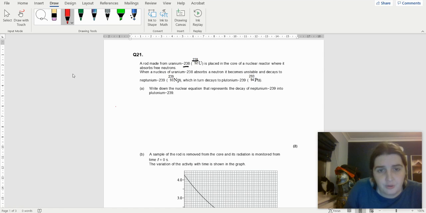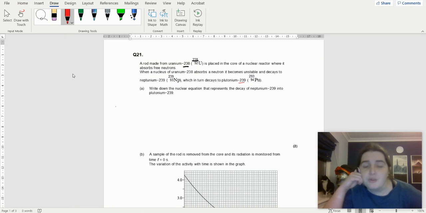You can see here the 239, which in turn decays into plutonium-239, and for some reason they've written 293 up here. So this is actually a really weird error in the actual paper, and it's just something to be aware of. If you see things like plutonium-239, that's how many nucleons it should have. So it's asking you now to write down the nuclear equation that represents the decay of neptunium-239 to plutonium-239.